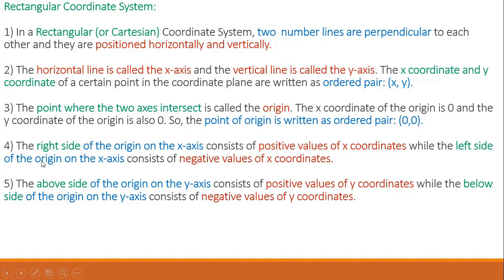The right side of the origin on the x-axis consists of positive values of x coordinates while the left side of the origin on the x-axis consists of negative values of x coordinates. The above side of the origin on the y-axis consists of positive values of y coordinates while the below side of the origin on the y-axis consists of negative values of y coordinates.